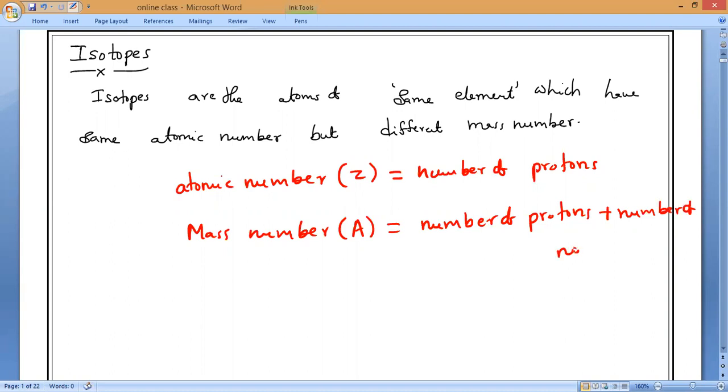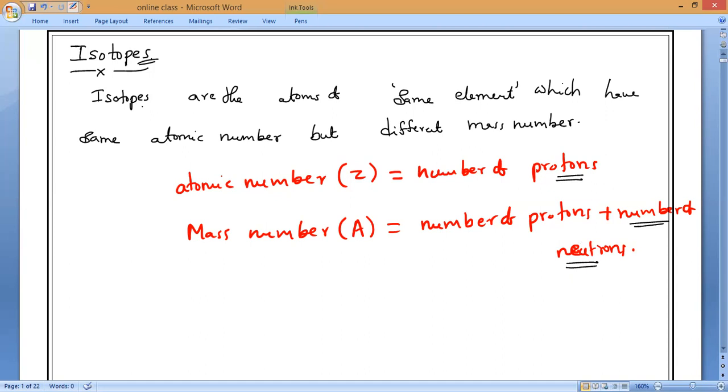So now you might notice it. The number of protons always remains constant. So what is not constant in isotopes? I'm saying that the number of protons is always equal in any isotope. Then what else is not constant? Number of neutrons. That is what you have to remember.